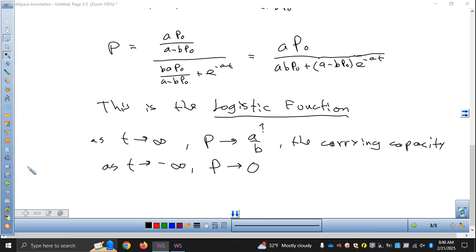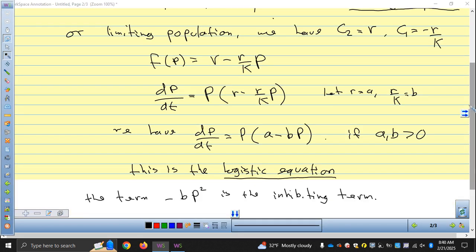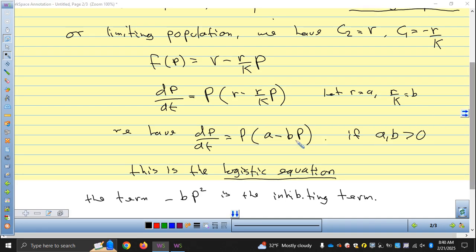So we talked about an idea. One of the ideas we talked about in chapter 1 was looking at our equilibrium solutions. That's when our growth rate equals 0. And if we go back here, our equilibrium solution is when the growth rate equals 0. So that's going to be when P equals 0, or when A minus BP equals 0. Those are our equilibrium solutions when the growth rate is equal to 0.